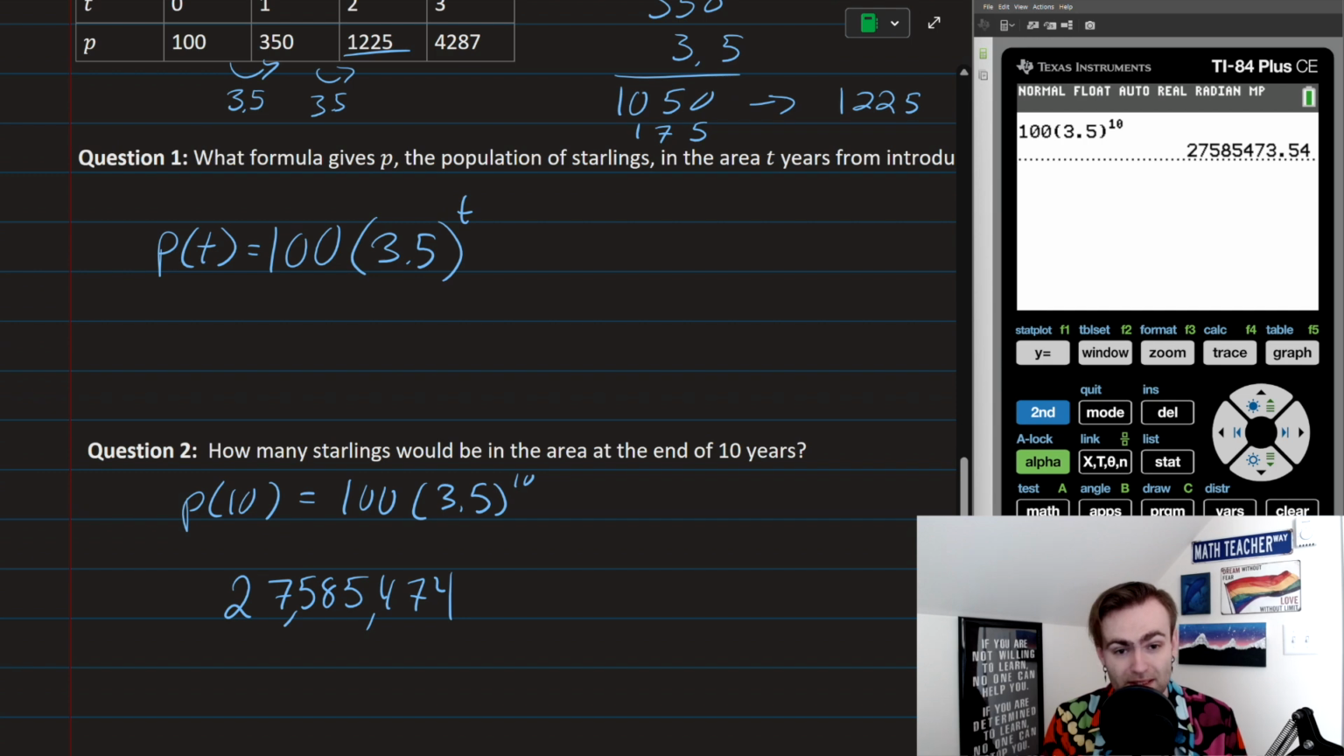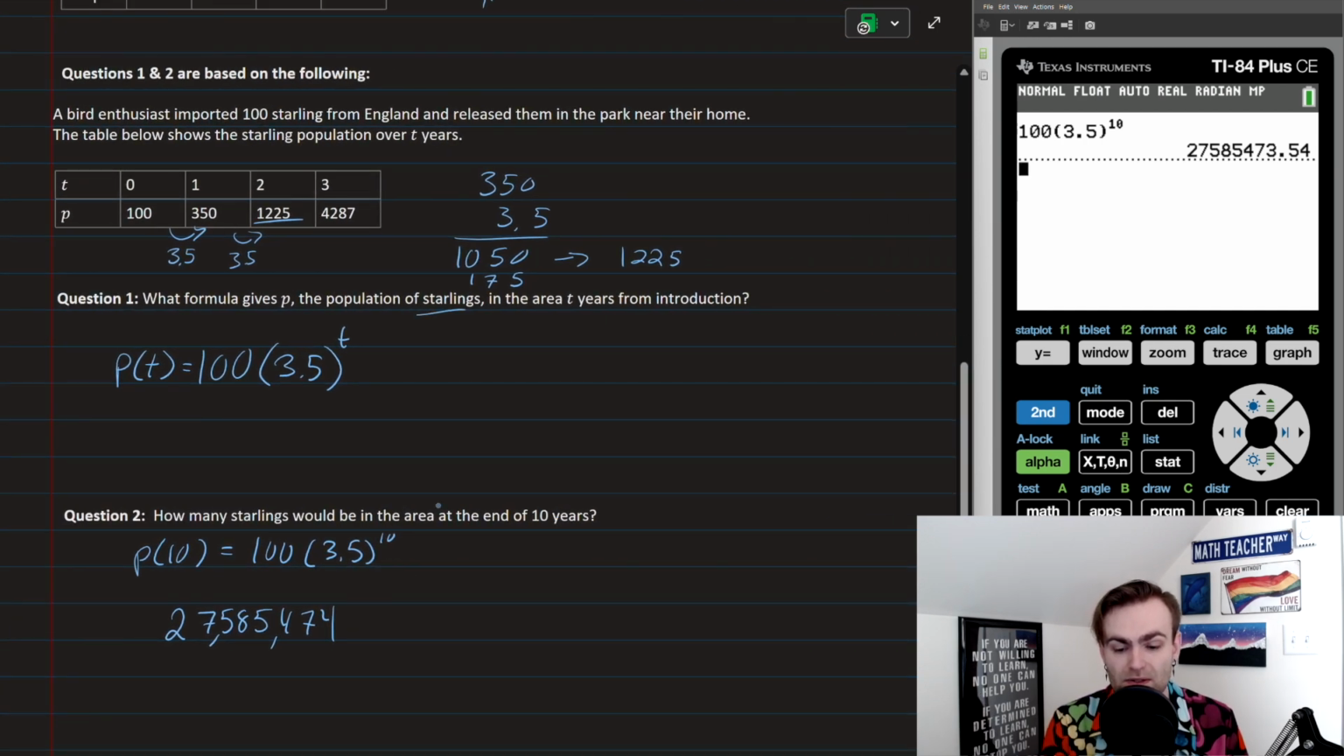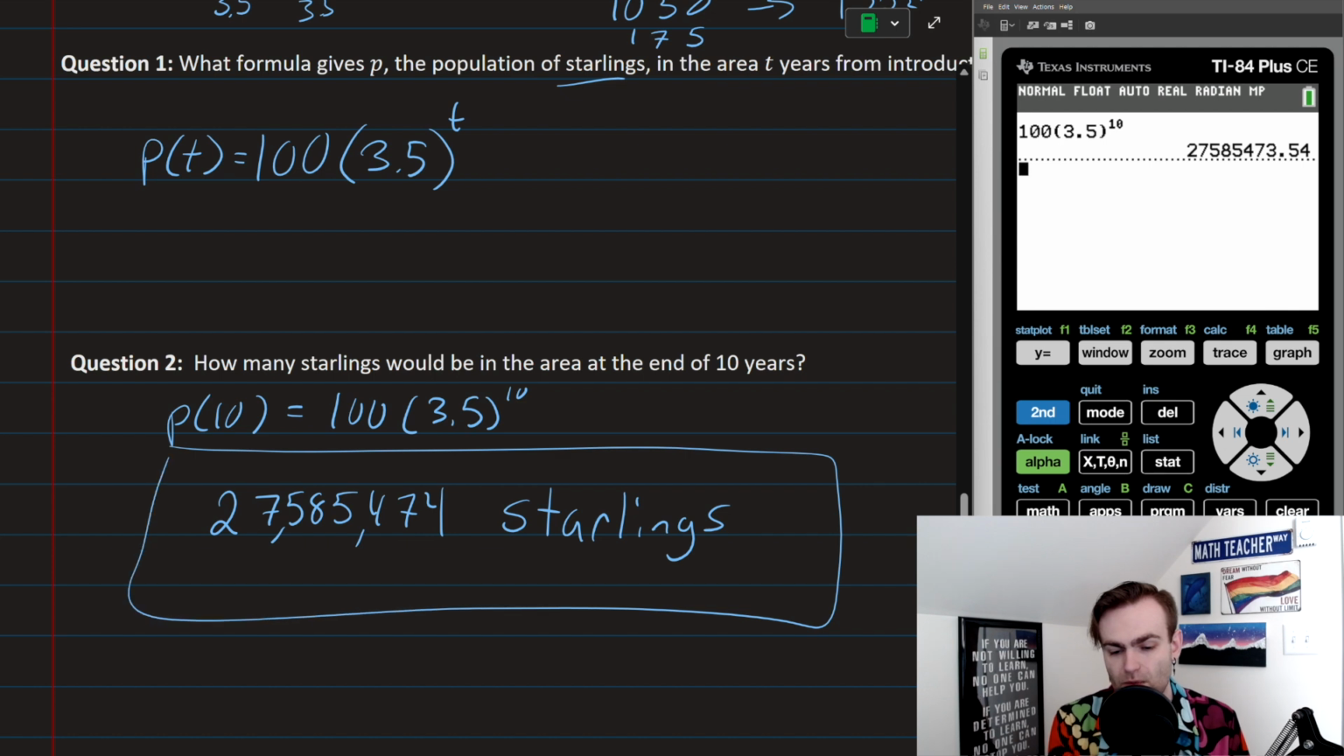Now, if I were to leave it like that, I would probably yell at my students. We are talking about starlings, so that is what we're going to use as our unit. Probably not as important on a standardized test, but important if you're dealing with a situation to figure out what your number actually means.